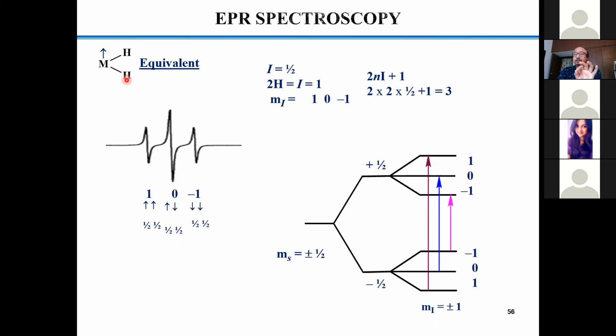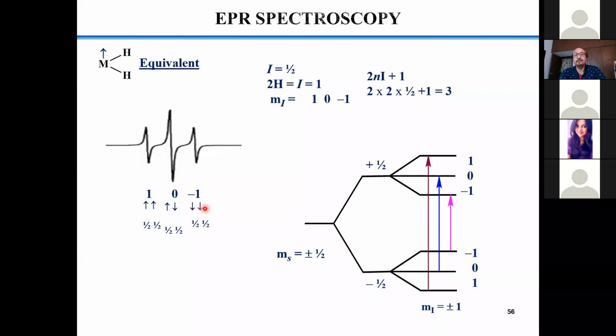So total I is equal to the number of equivalent nuclei into the nuclear spin. So 2 into half, that means 1. Basically you are getting net MI equal to 1. Net MI means plus minus 1, and in between 0. So it will be split like this with the standard protocol. Then you will have the transitions based on the fact of delta MI equal to 0, and you are getting 3 lines.